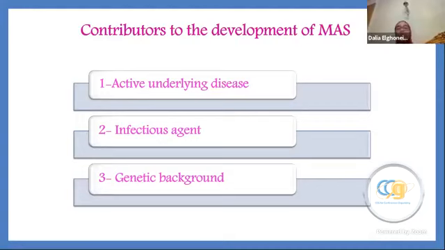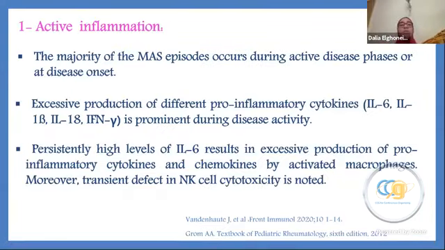So what are the contributors to the development of macrophage activation syndrome? What leads to failure of the apoptotic signals and the persistent hyperinflammation of the cytotoxic T lymphocyte? Active underlying disease, infectious agents, and genetic background all contribute to the development of MAS. Let's start with the active inflammation. The majority of macrophage activation syndrome occurs during active disease or at disease onset, meaning before starting or with starting treatment, so the immune system is hyperactive and not controlled.